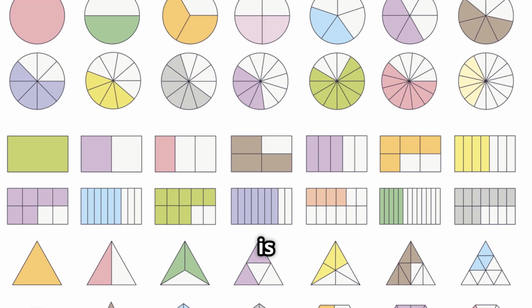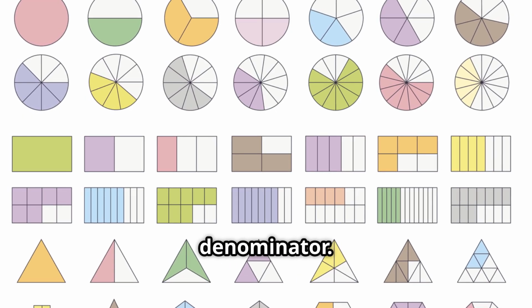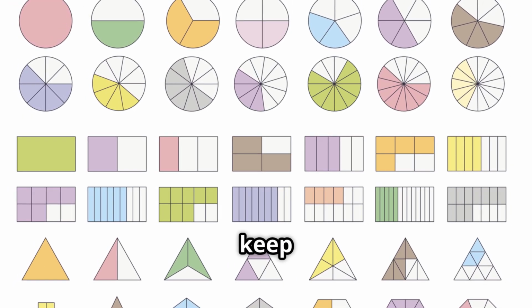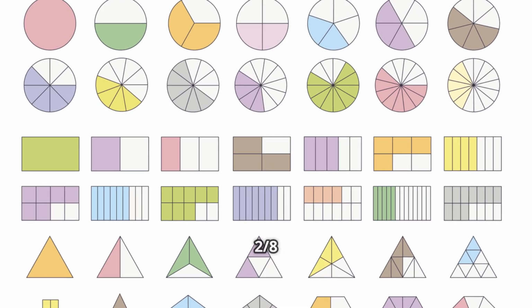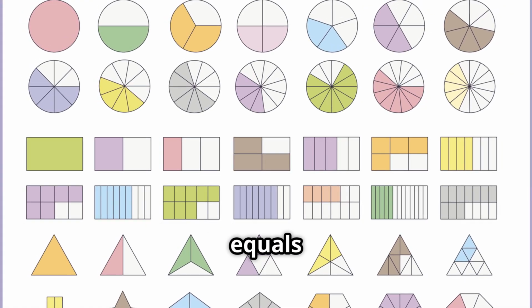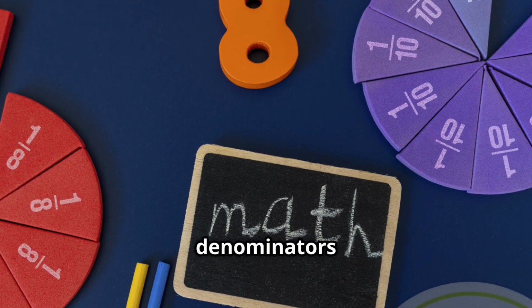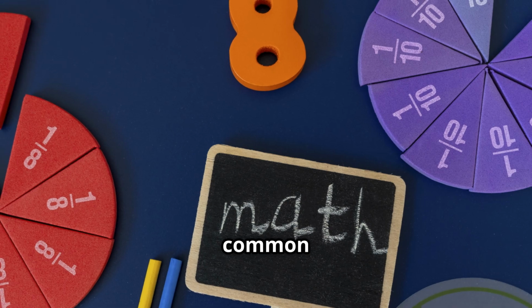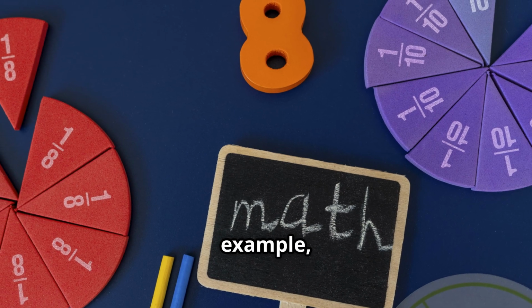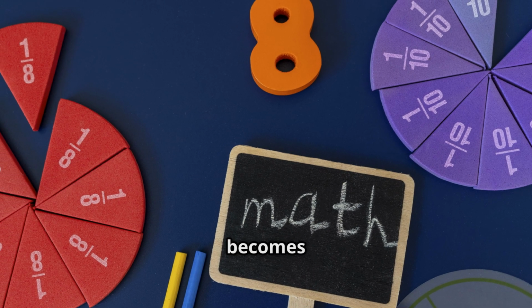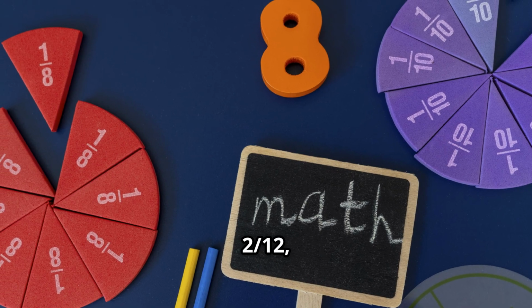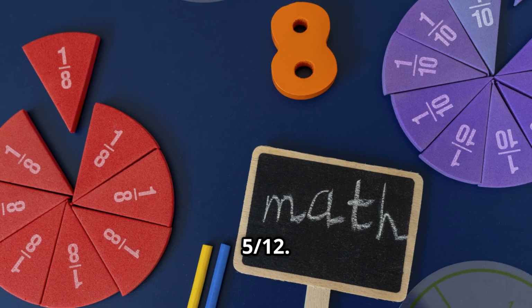Adding fractions is simple if they have the same denominator. Just add the numerators and keep the denominator. For example, 2/8 plus 3/8 equals 5/8. When the denominators are different, you need a common denominator. For example, 1/4 plus 1/6 becomes 3/12 plus 2/12, which equals 5/12.